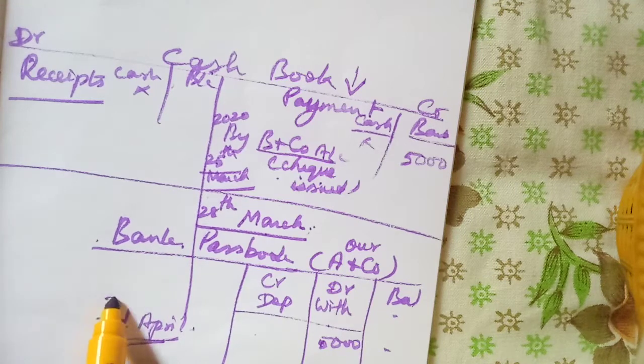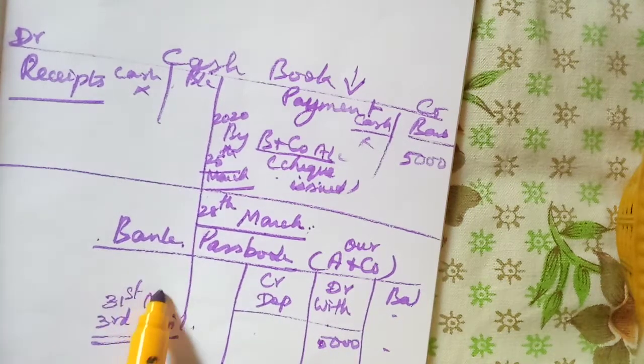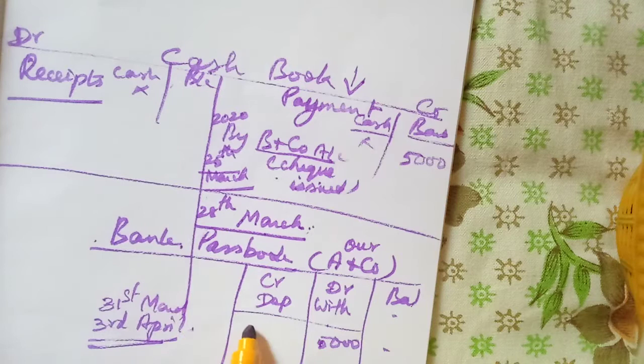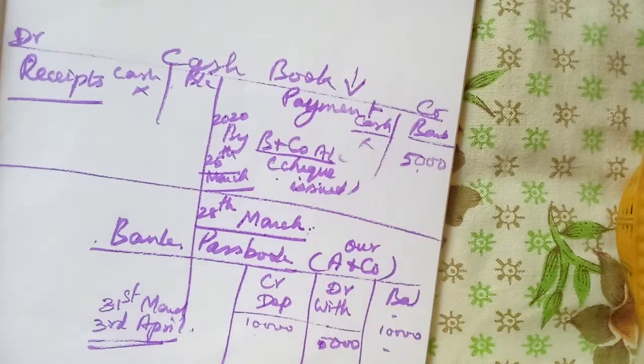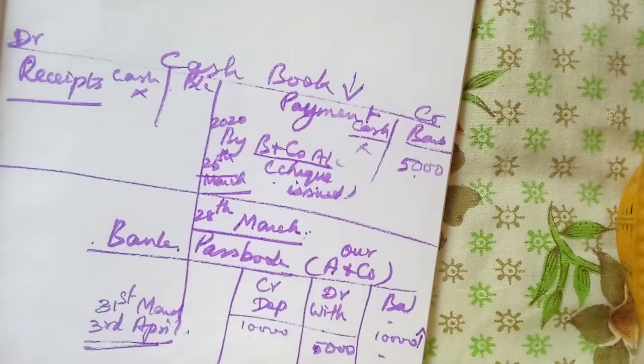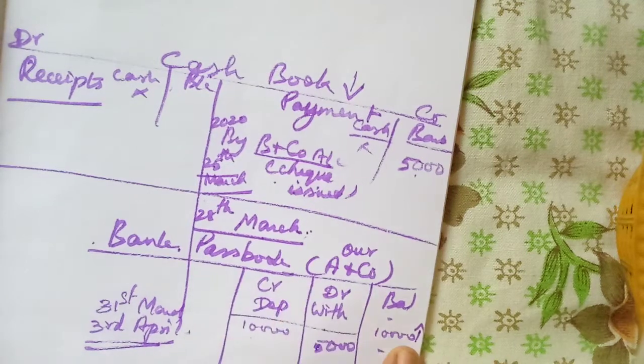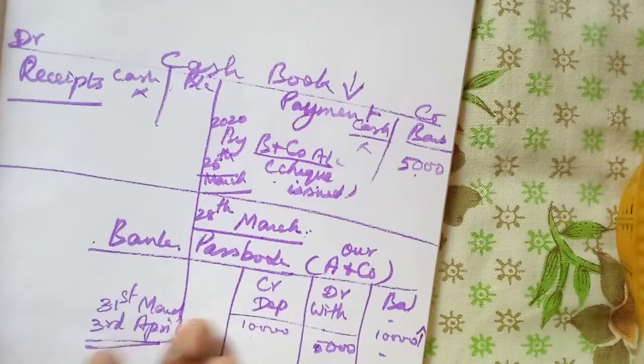Okay, at the end of the year, 31st March. Here we deposit 10,000, for example. Here it will show 10,000. But here we have already credited this one. Here the bank has not debited the 5,000. So here the bank balance will be more. You see, the cash book shows less balance. The bank passbook shows more balance. Understood? That is why this difference occurs.